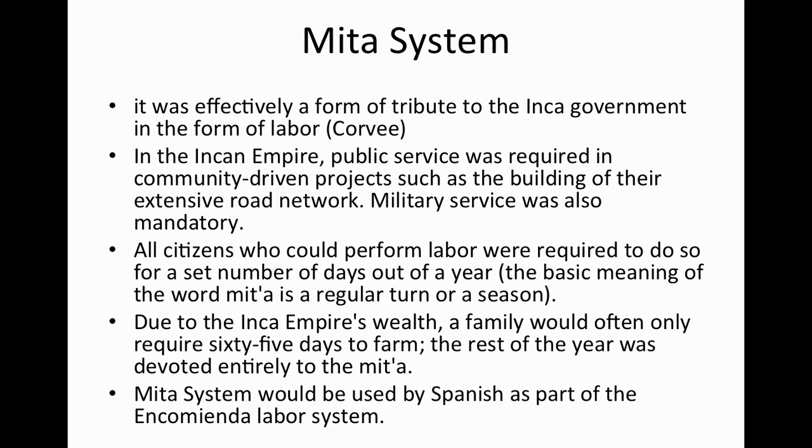The basic meaning of the word mita is the turn or season. Depending on wealth, a family would only have to require maybe 65 days to farm. And the rest of the year, even the wealthy would have to perform their mita service. And that would actually be used later on by the Spanish. It would be the foundation of the encomienda system, where the indigenous peoples were put to work. And it was legalized or justified by the Catholic Church. Slavery, for the most part.